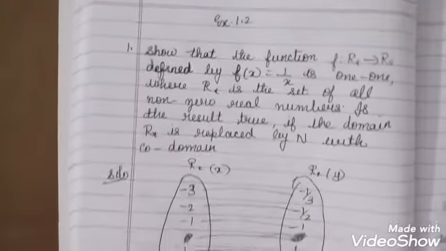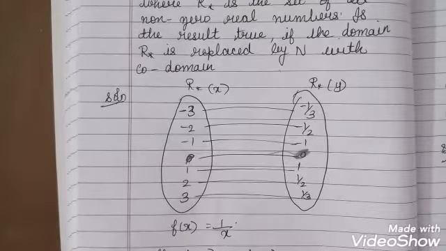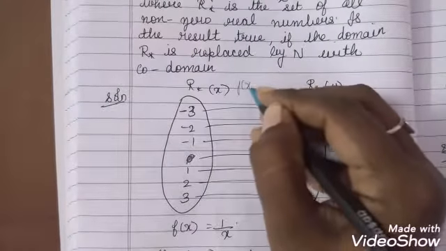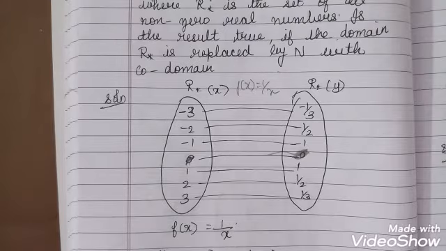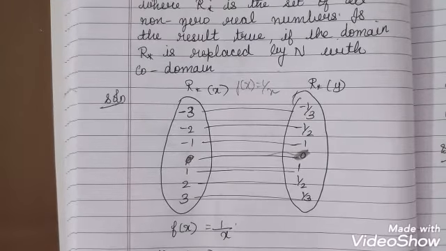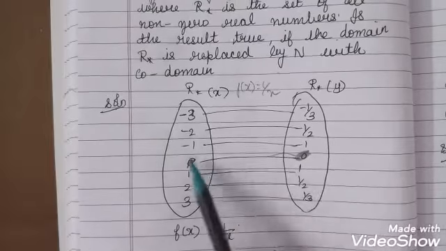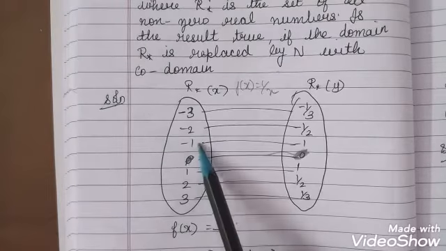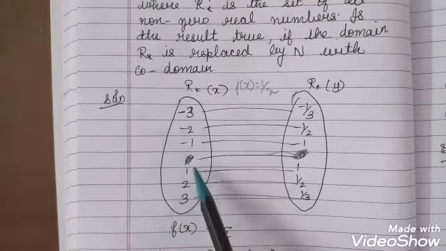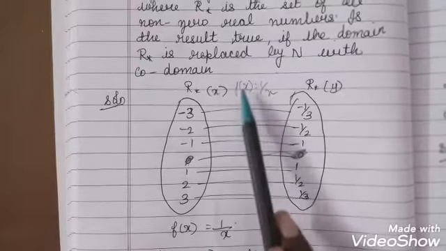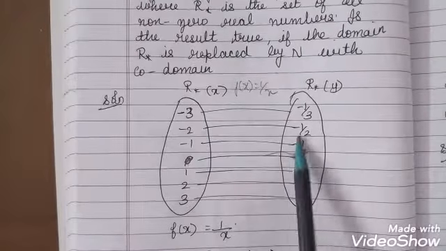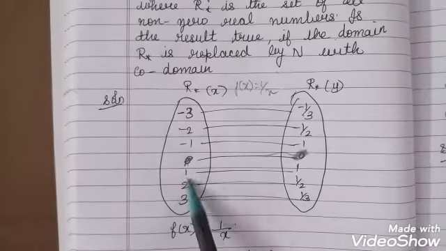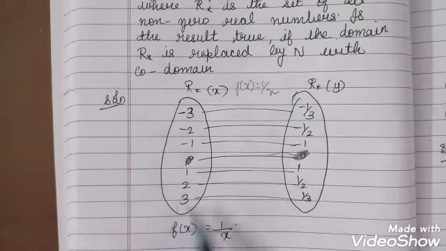So here this is what is given: f of x is equal to 1 by x. I've drawn the arrow diagram in this case. It is the set of all non-zero real numbers, your R star. Suppose these are the non-zero real numbers: minus 1, minus 2, minus 3, 1, 2 and 3. When I replace them, minus 3 goes to minus 1 by 3, minus 2 goes to minus 1 by 2, minus 1 to minus 1, 1 to 1, 2 to 1 by 2 and 3 to 1 by 3.